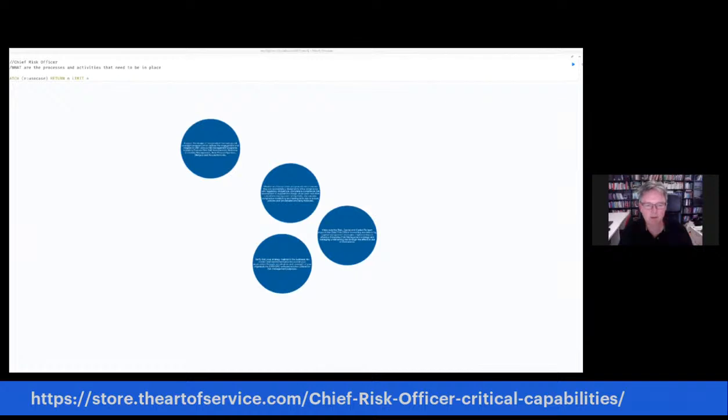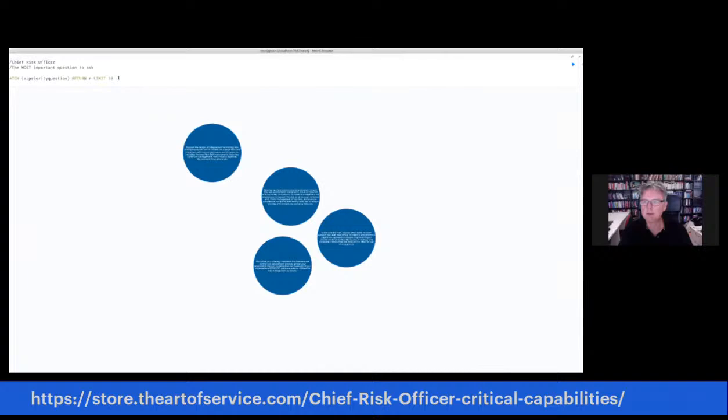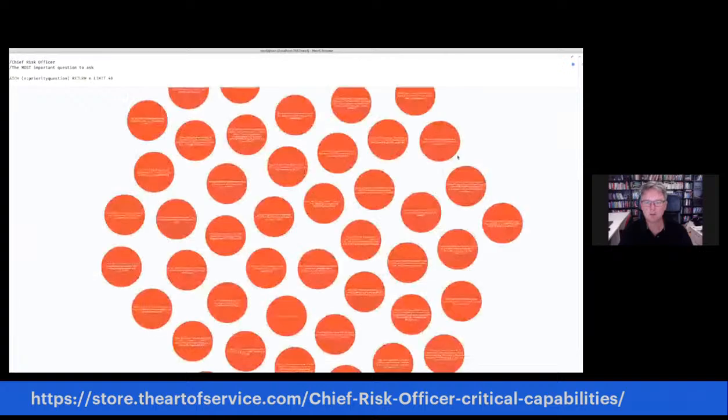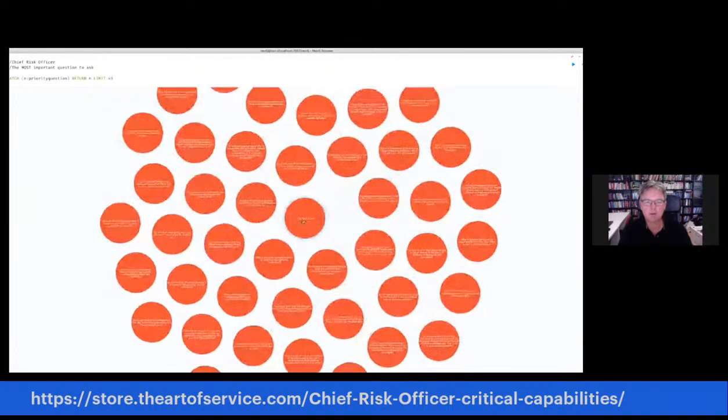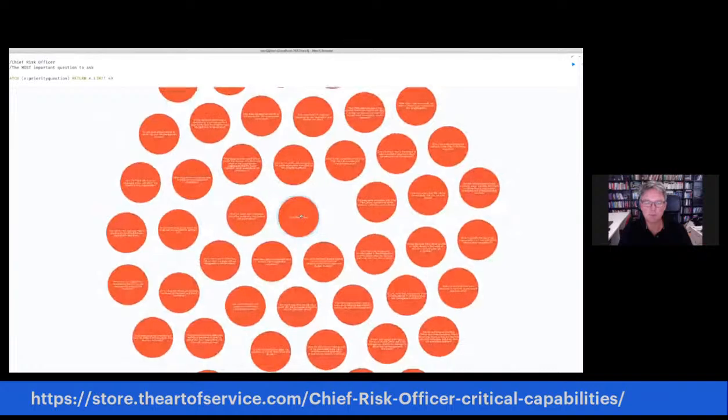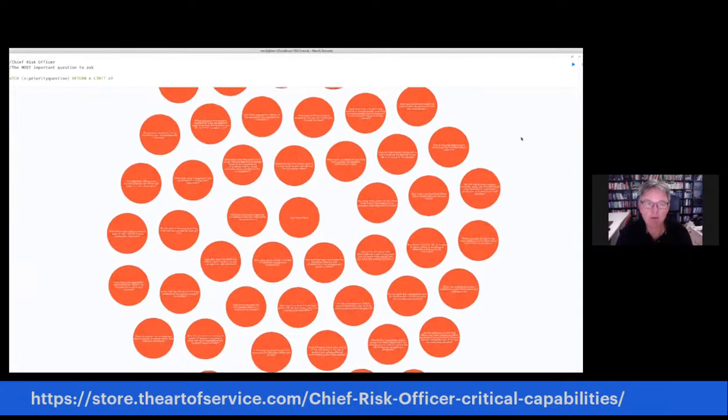Now let's have a look at the most important questions to ask as a chief risk officer or of a chief risk officer. And there are 49 most important questions to ask, and here they are. Of the chief risk officer, put the chief risk officer in the middle. These are the most important questions to ask. If you can answer all these questions, you definitely have your CRO process under control.